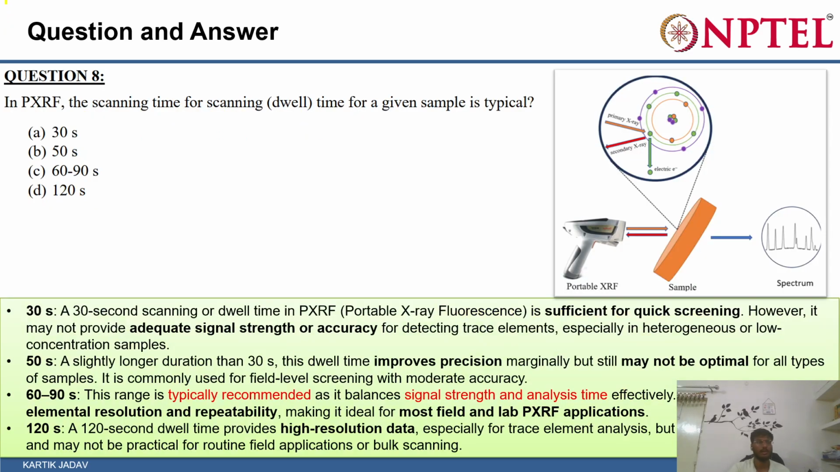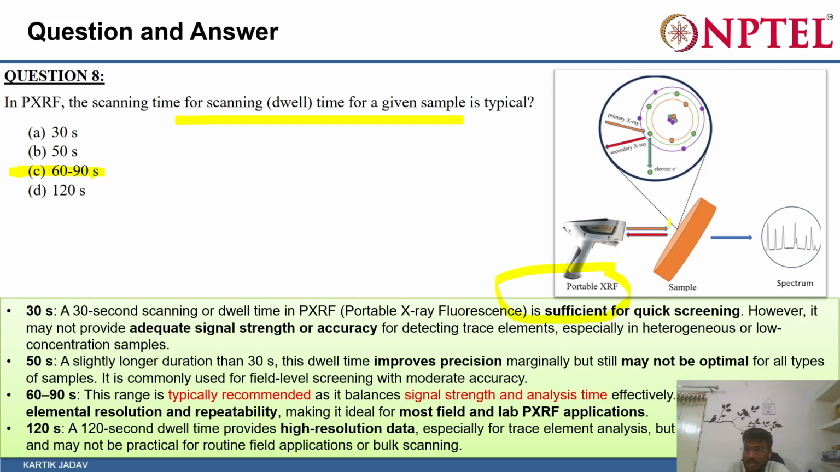Question number 8. In PXRF, okay, that is portable X-ray fluorescence, the scanning time of a given sample is typically around. We know that it is around 60 to 90 seconds, and it is a minimal, right? So if you can see here, this portable XRF, basically portable X-ray fluorescence.